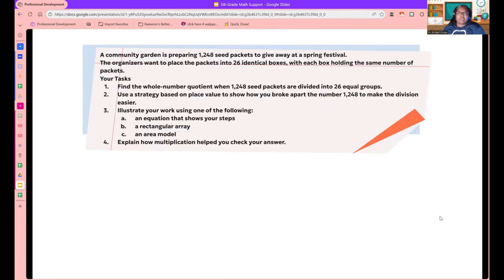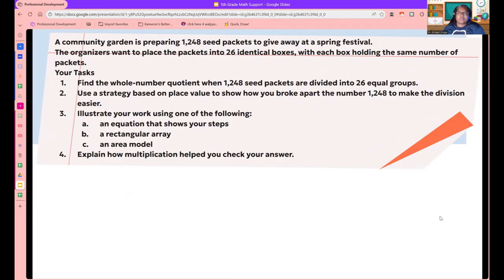So here's our problem. A community garden is preparing 1,248 seed packets to give away at a spring festival. The organizers want to place the packets into 26 identical boxes, with each box holding the same number of packets. Your task. So these are our tasks that we're going to do together.